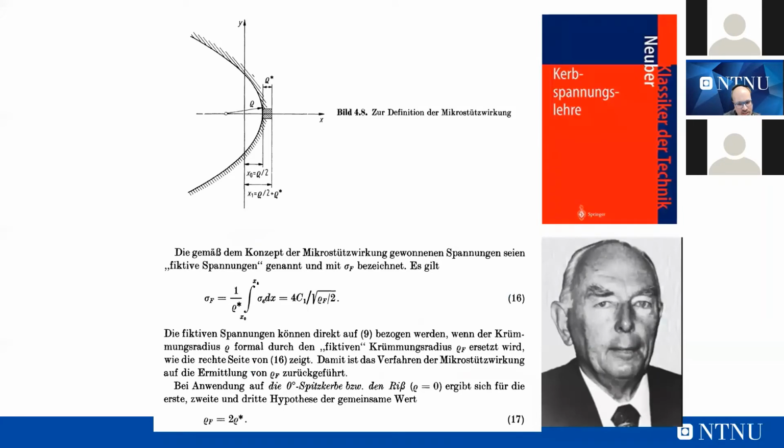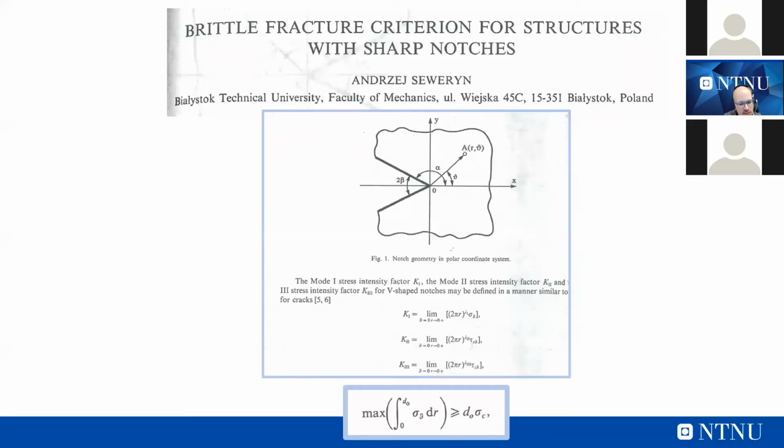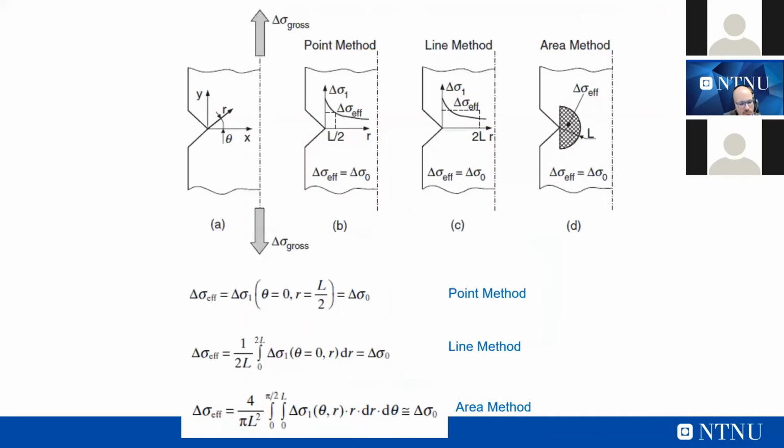The first that I want to mention is, of course, Professor Neuber, who in 1958 was the first to provide the idea of stress averaging. And the fictitious notch radius approach is actually the same idea, but with the advantage that you also go back to a point method, because the fictitious radius gives you the possibility to go back to the stress concentration factor for the fatigue analysis. This is the work by Severin, where he applied the same criteria. And this is the point method, line method, and area method as developed by Susmel and Taylor.